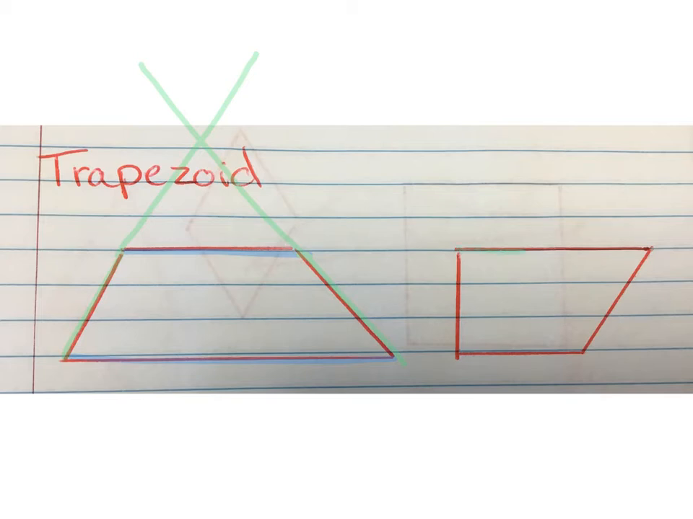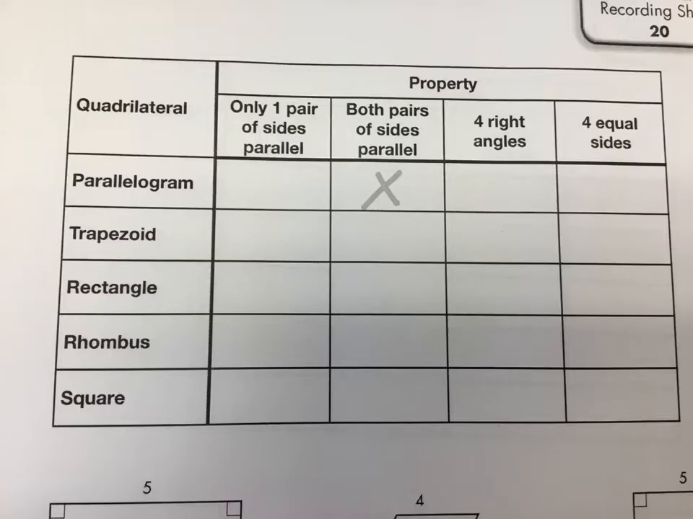This one, we have the top and the bottom are parallel, but these two lines on the side to make it a quadrilateral are obviously going to cross somewhere. So this is called a trapezoid. Alright, so for the trapezoid, we can say it only has one pair of parallel sides. We're not going to mark both pairs because that's in a parallelogram. It will not have 4 right angles, and the sides don't have to be equal length. So the only X that we're making is in that first column.